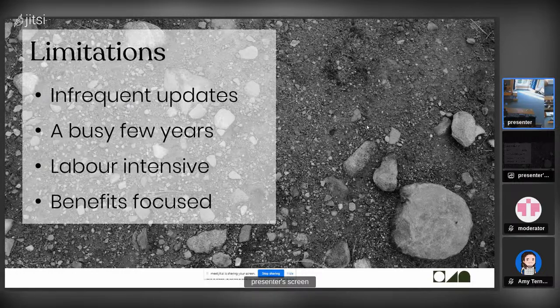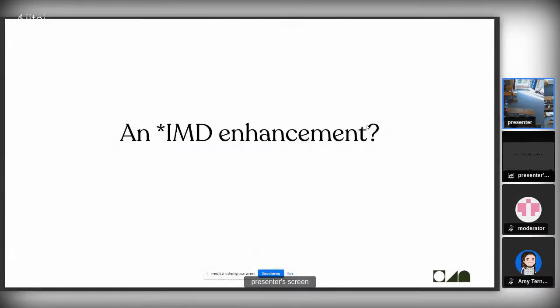So that kind of situation means that maybe we shouldn't just be focusing on benefits. So what I want to talk about, and I'm just about getting there, is how do we supplement or enhance the index of multiple deprivation?